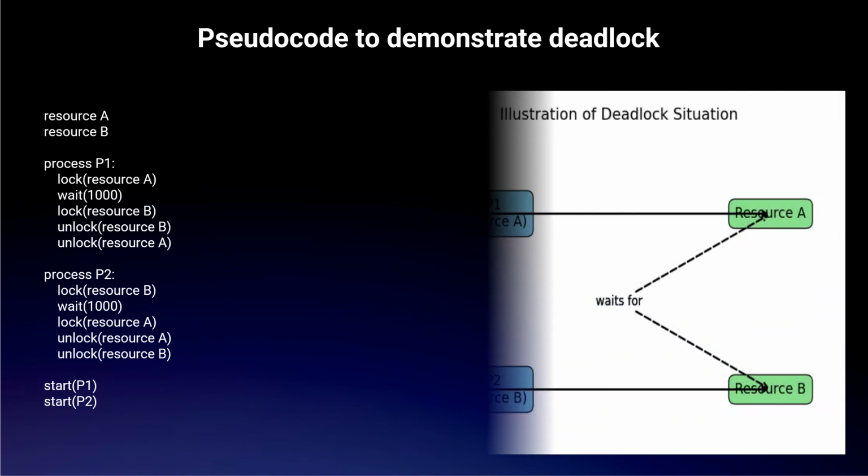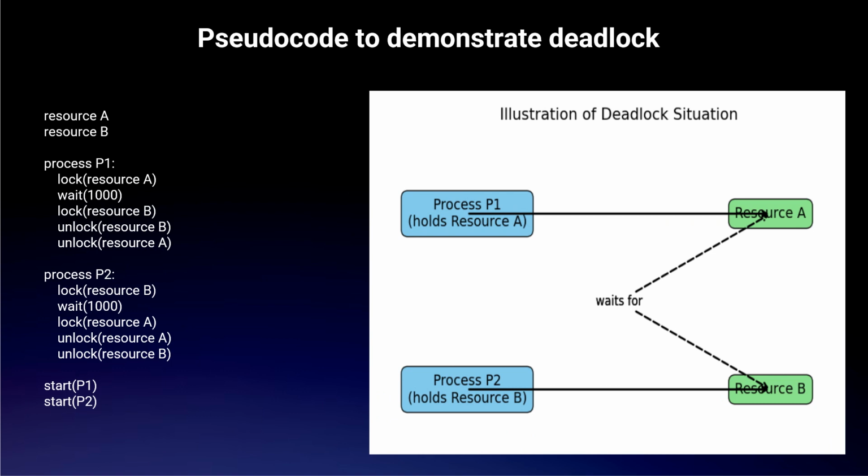This creates a circular dependency, that is, process P1 is holding resource A and waiting for resource B, while process P2 is holding resource B and waiting for resource A. Neither process can proceed because each is waiting for the other to release a resource, resulting in a deadlock. This situation highlights the mutual dependency that prevents both processes from moving forward. However, deadlock can be detected and prevented from occurring.